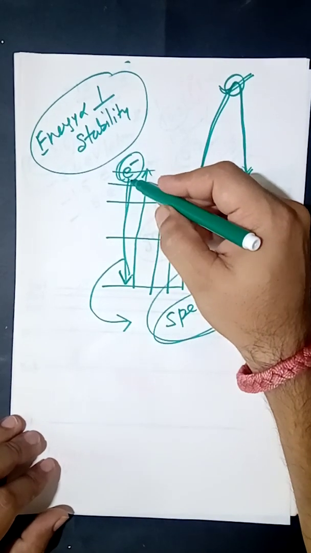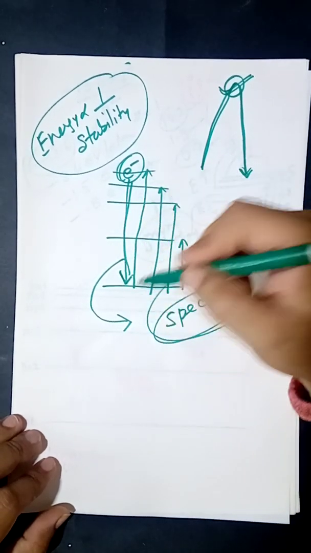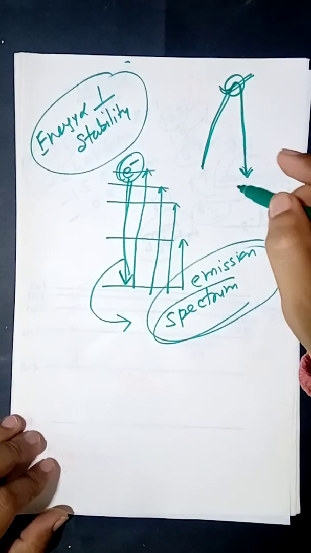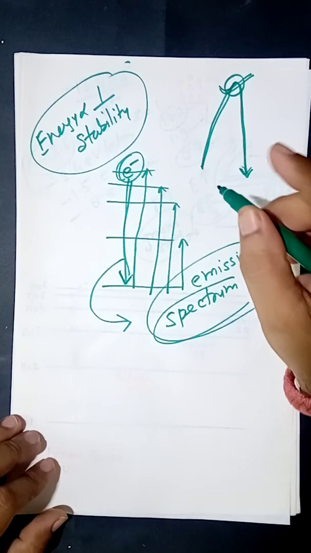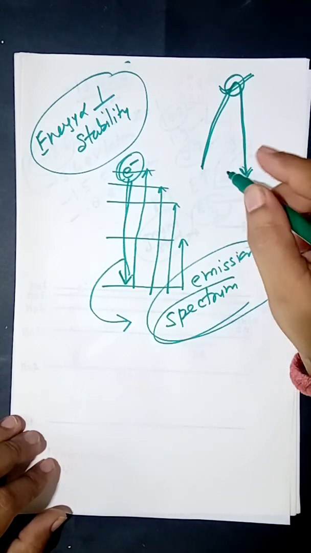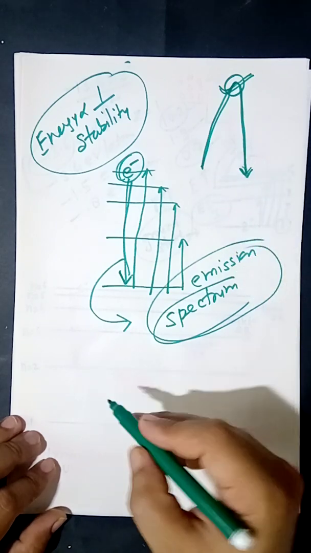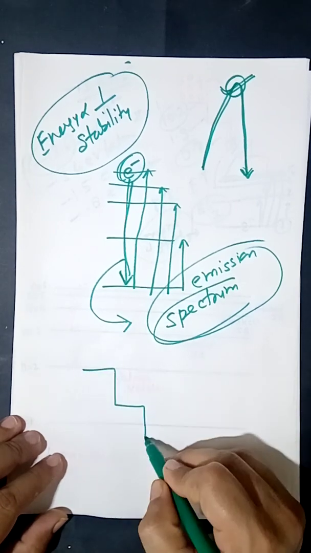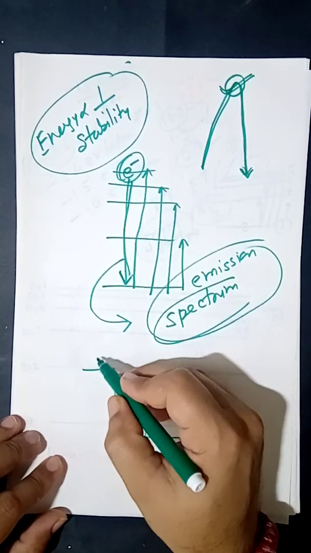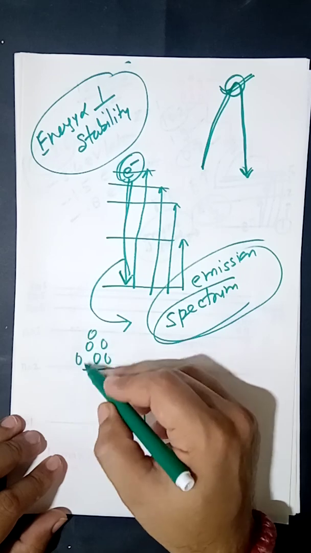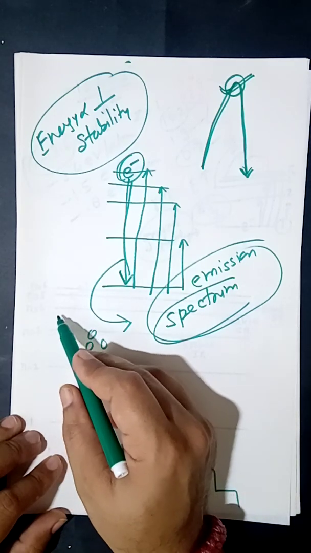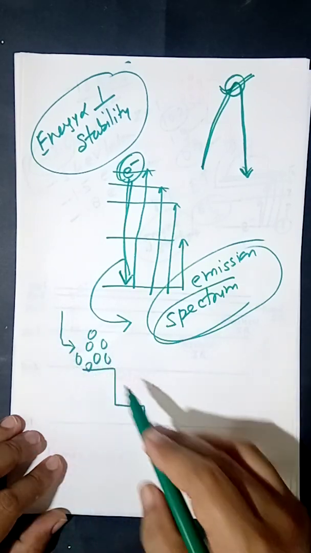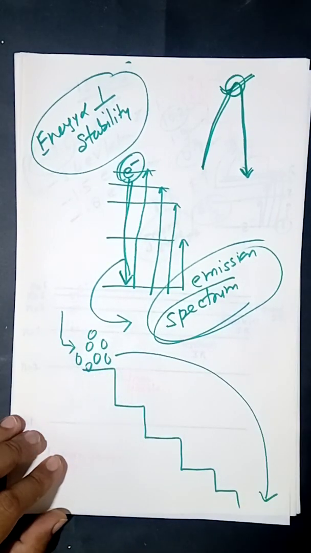When the electron returns, will it lose a single type of radiation? Then the answer should be no. To understand this, look at this example. Suppose I kept some balls here, and these are staircases. You kick these balls, and the ball will travel to the ground.